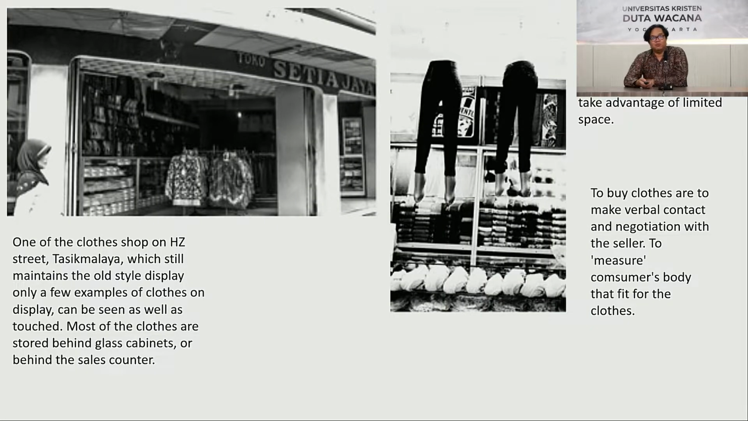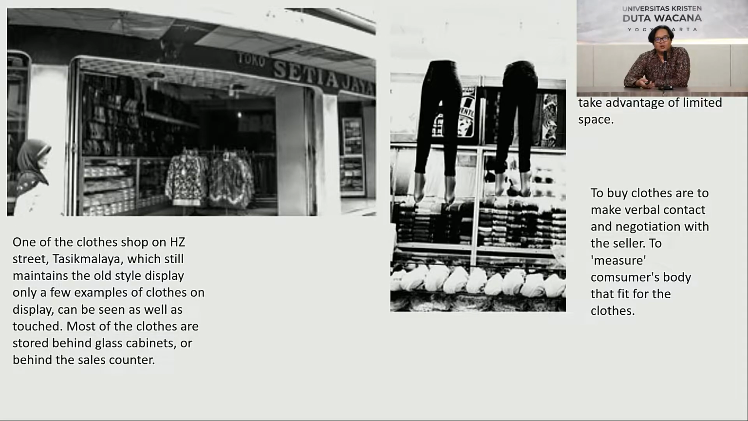This is an example of my own work. I took these two photographs. One is wider, and the other one is more detailed. One photograph shows one of the clothes shops on Hajat Street in Tasikmalaya, which still maintains the old style display. Only a few examples of clothes on display can be seen as well as touched. Most of the clothes are stored behind glass cabinets or behind the sale counter.